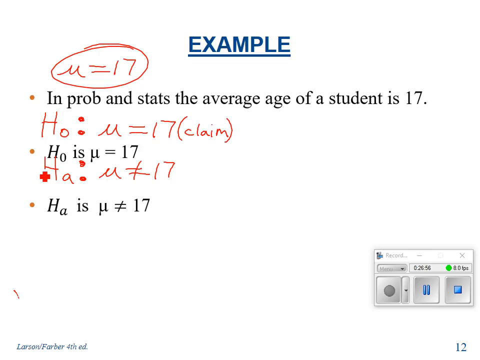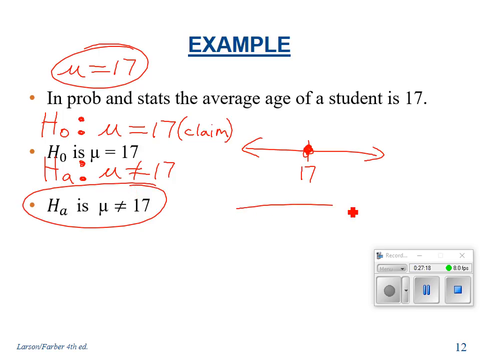The other thing that we should do on this, some things you have to remember. If I'm saying mu equals 17, if I go to graph that, I have 17 right here. The graph of mu equals 17 is just a dot on 17 on a number line, right? That's just a dot. How would I graph this one? Mu does not equal 17. Anybody remember that from your algebra days?